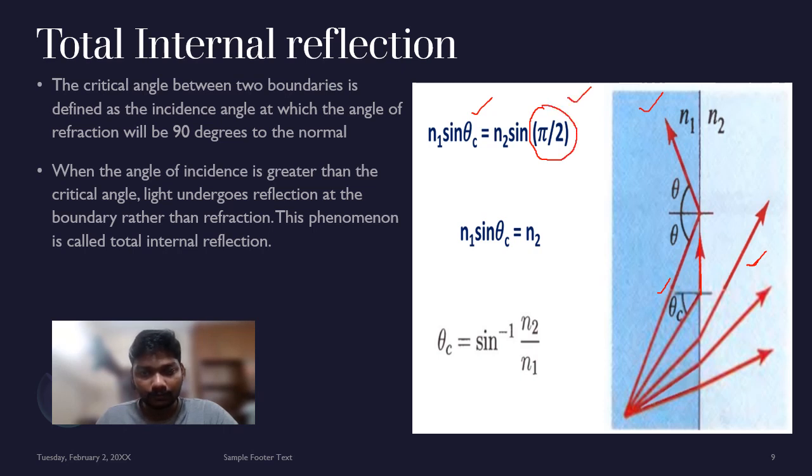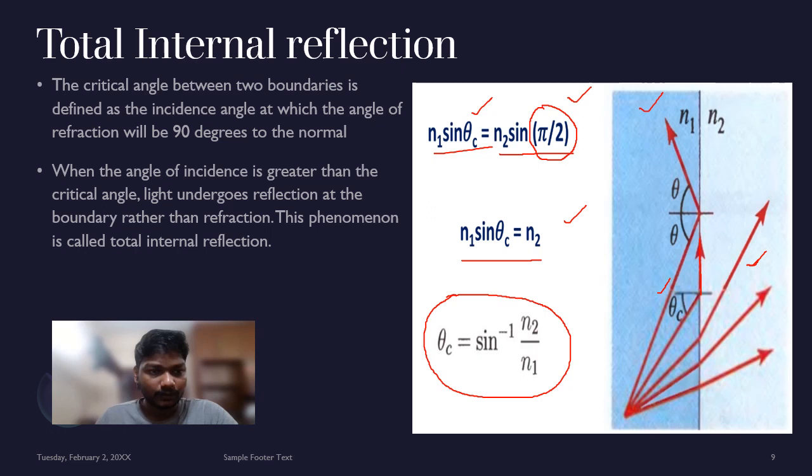So basically what will happen, n1 sin theta c will be equal to n2 sin pi by 2, or we can say that n1 sin theta c will be equal to n2. The value of the critical angle for a boundary between n1 and n2 is given by theta c equal to sine inverse of n2 by n1.